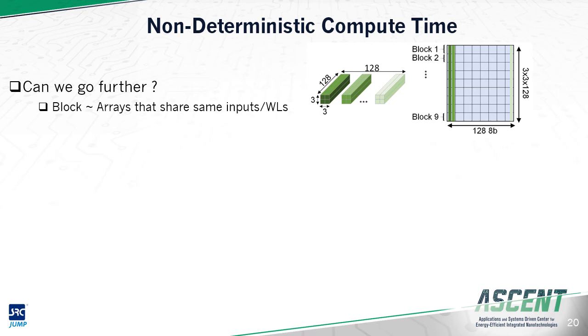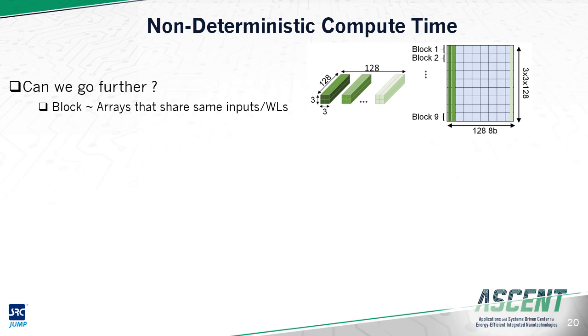Each matrix is made up of a distributed group of arrays. For example, on the left-hand side, we show a slightly larger version of our previous example. This convolutional filter is 3 by 3 by 128 by 128. We use a 9 by 8 grid of 128 by 128 arrays to create this matrix. The important thing to note is that all arrays in the same row of the grid share the same inputs and word lines. We call each independent row a block.